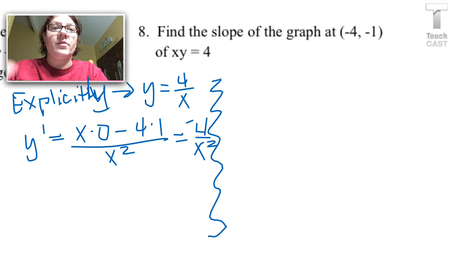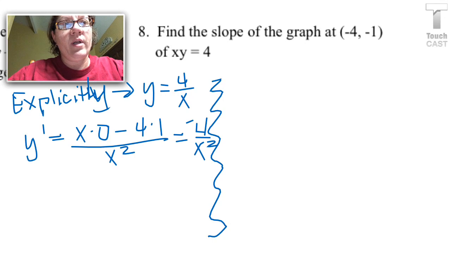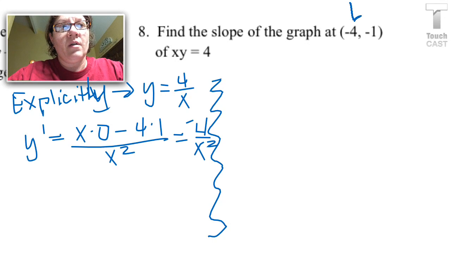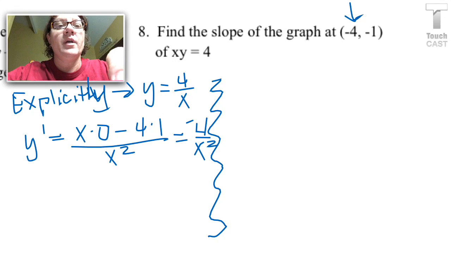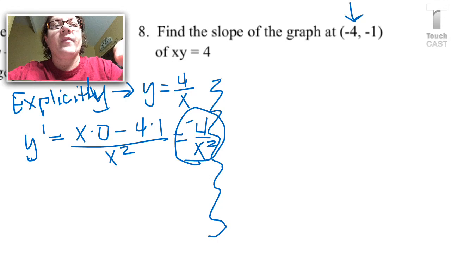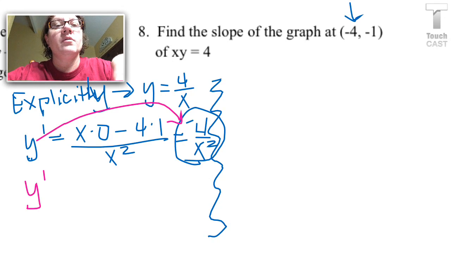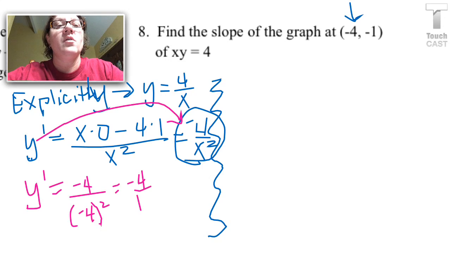And since I want to know the slope at a particular point, I would plug in the x value because the slope is dependent upon the x value. That's what it says. Slope needs an x value in order to calculate it. So the slope would be negative 4 over negative 4 squared. So negative 4/16 or negative 1/4.